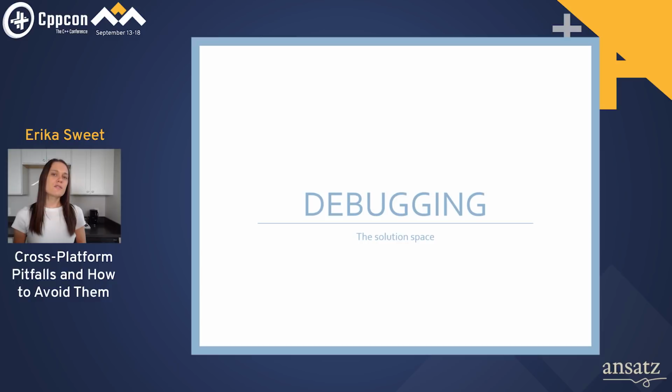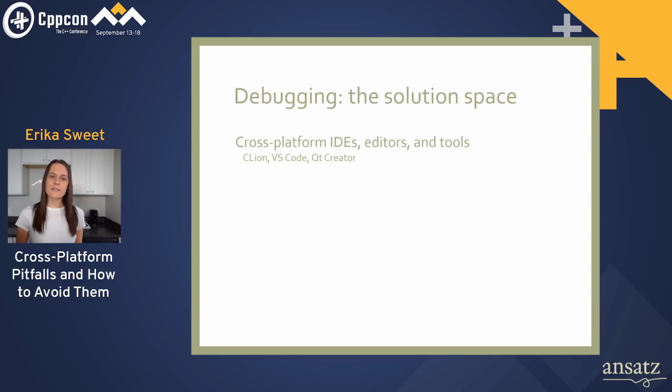Fortunately, there exist a lot of tools out there to help make your life easier. One class of tools are cross-platform IDEs and editors, and these run natively on Windows, Linux, and Mac. A few popular examples include CLion, VS Code, and Qt Creator. These tools all provide a graphical interface for command line debuggers like GDB and LLDB, and they can also provide a consistent user experience when you're working across multiple platforms. But they don't necessarily address the issue of having to switch between platforms to debug natively.